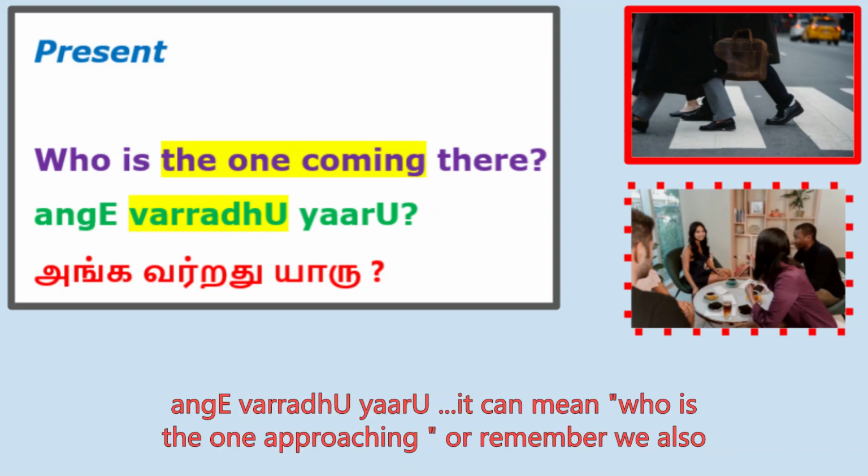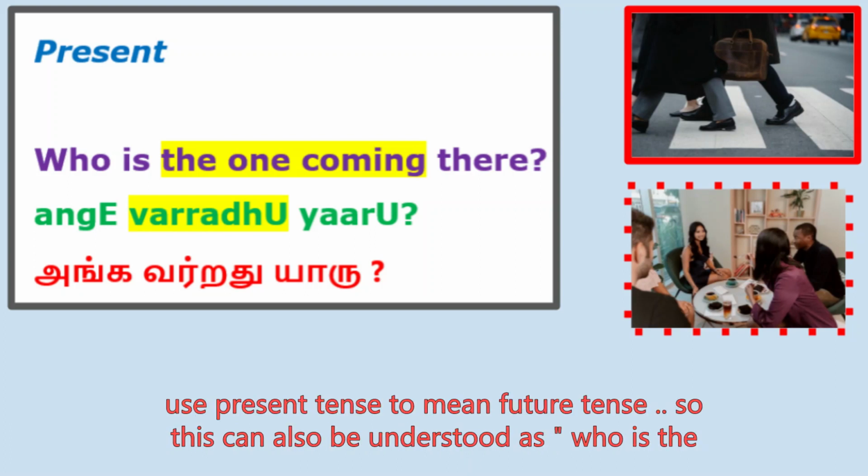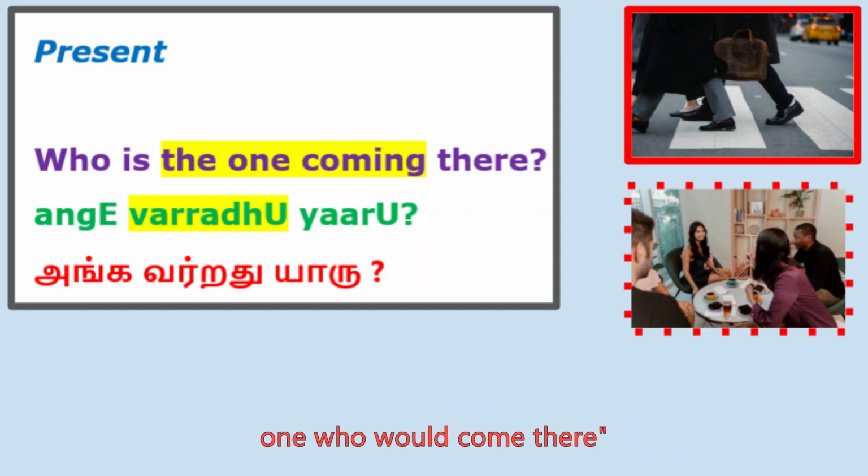Anga varadu yaru. It can mean who is the one approaching, or remember we also use present tense to mean future. So this can also be understood as who is the one who would come there. Anga varadu yaru.